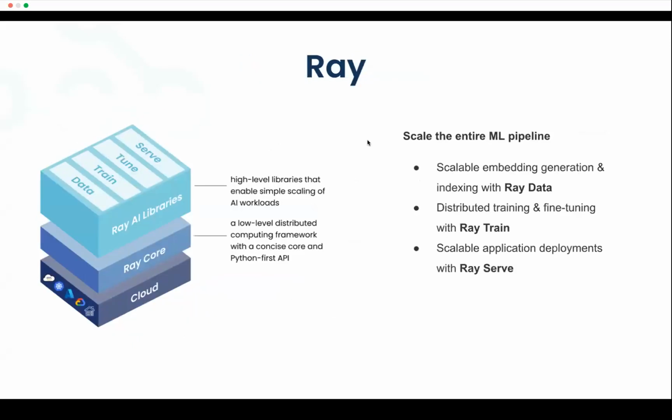So Adam is the expert on Ray here, but I'll say a couple of words about this before he goes into the details. Ray is really the distributed computing system to help you scale the whole machine learning pipeline, and we'll be leveraging it to build a large language model application today. There are various components at different layers of abstraction. Ray Data helps with scalable embedding generation and indexing. You can use Ray Train to do distributed training and fine tuning. And lastly, you can leverage Ray Serve to serve scalable application deployments.